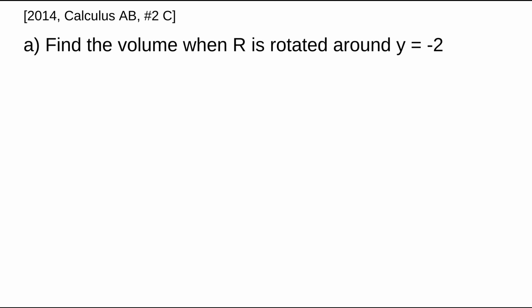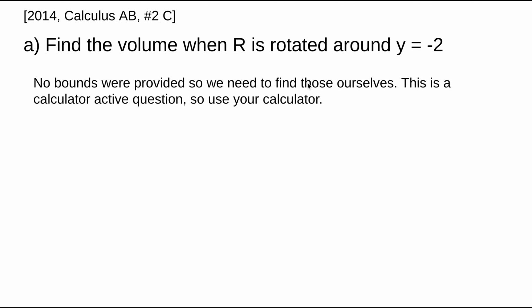This question is from 2014. It's question 2, and it is calculator active. In the question stem, we have a region in quadrant 1 bounded above by the horizontal line y equals 4 and bounded below by a function f of x. In part A of the question, we are asked to find the volume when this region R is rotated around the line y equals negative 2.